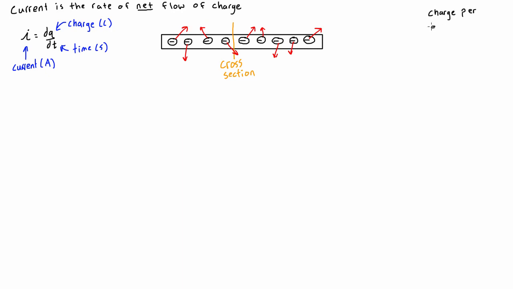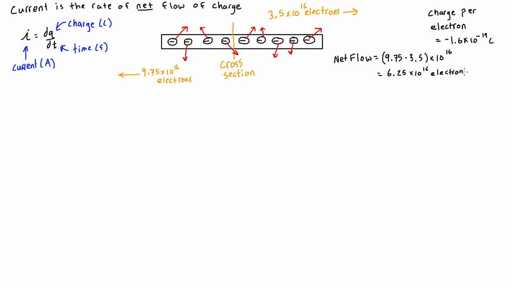Now, the charge carried by electrons is negative. It's equal to negative 1.6 times 10 to the negative 19 coulombs per electron. So let's say we have 9.75 times 10 to the 16 electrons going to the left across our cross-section, and 3.5 times 10 to the 16 going to the right. Then we have a net flow of 6.25 times 10 to the 16 electrons to the left across the cross-section. If we specify a time period, say this happened over 5 seconds, then we can calculate what the current would be.